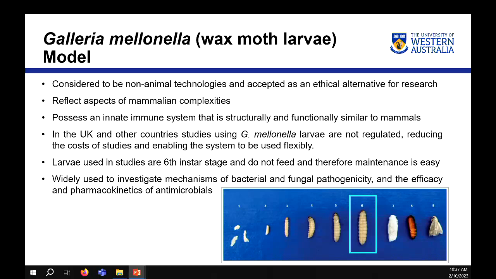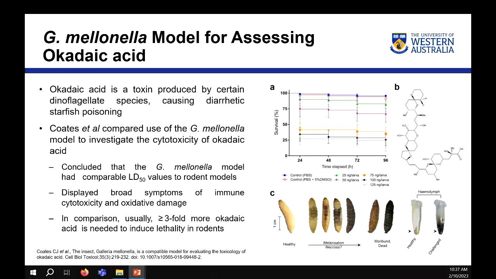And they used this 6th instar stage here. In this stage, they don't feed either, so you don't have to give them food either. So they're really cheap, cost-effective, and so they've been used as an alternative model to look at pathogenicity of pathogens and also efficacy of drugs.